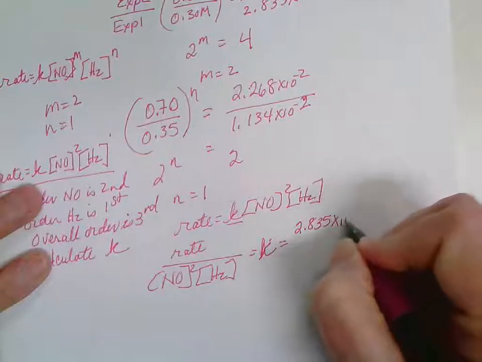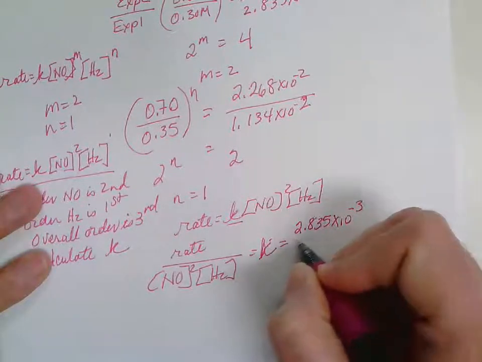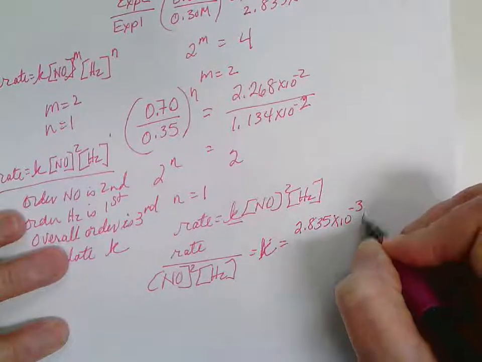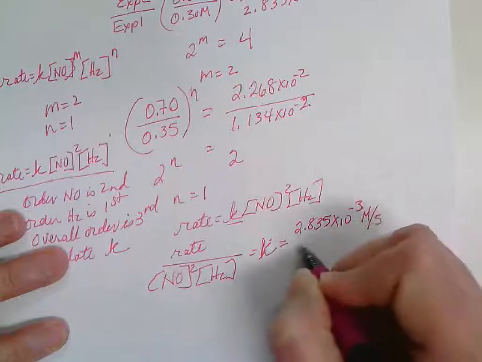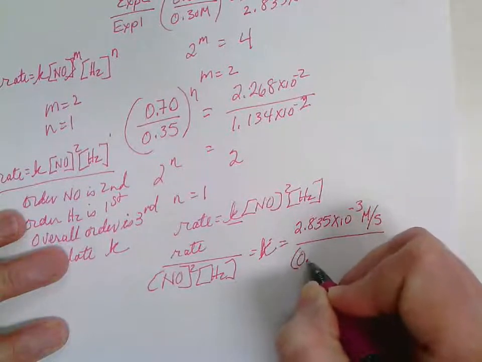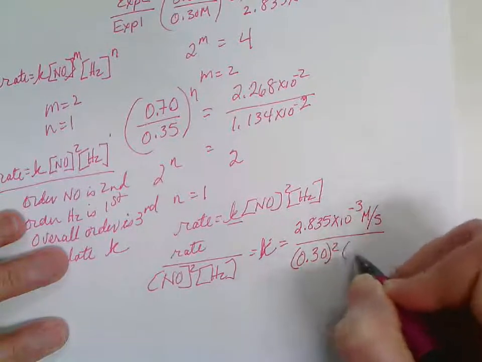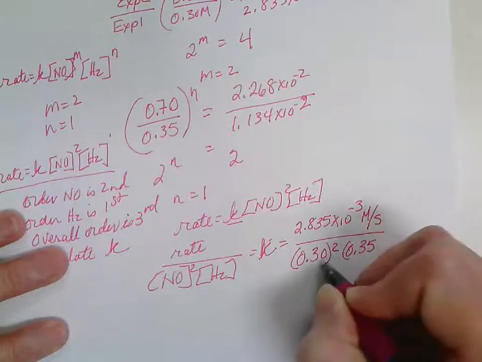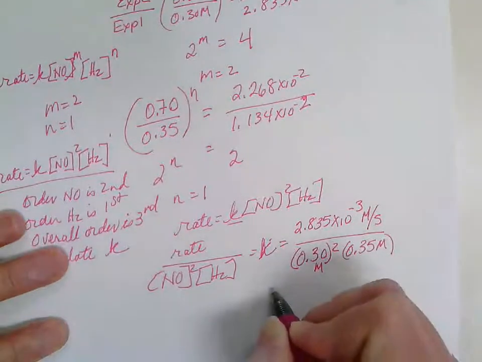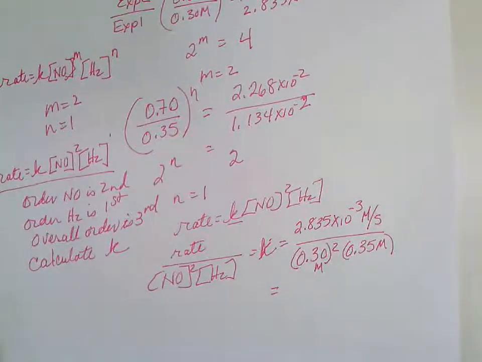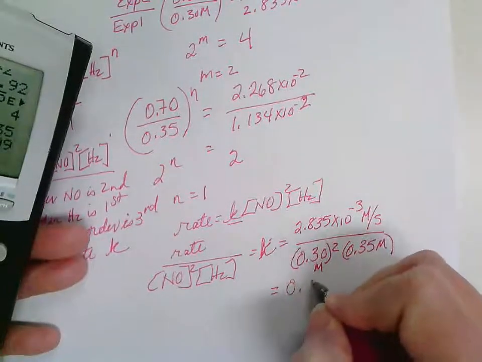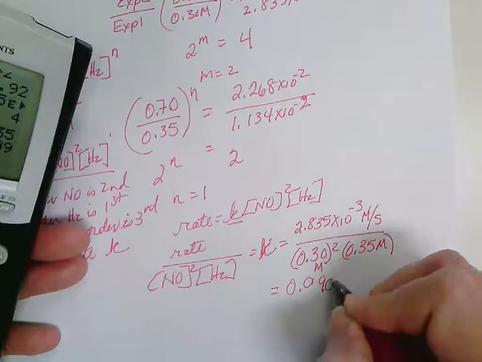2.835 times 10 to the negative third. And we do care about units here, so this is going to be molar per second divided by 0.30 squared divided by 0.35. And this is molar, and this is molar. So, doing that math, 2.835 E negative 3 divided by 0.3 squared divided by 0.35 equals, and I get k equals 0.09. This would be a second zero.